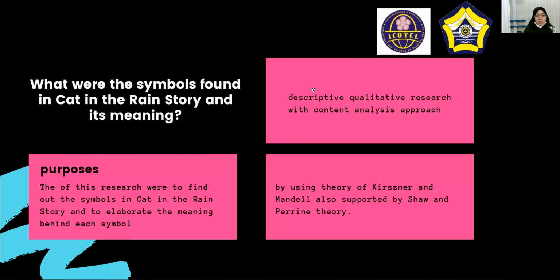This research was conducted in order to find out the symbols in the Cat in the Rain story and to elaborate the meaning behind those symbols. It was descriptive qualitative research with a content analysis approach. The object was classified and recognized using the theory of Kirchner and Mendel, also supported by show and pairing theory.